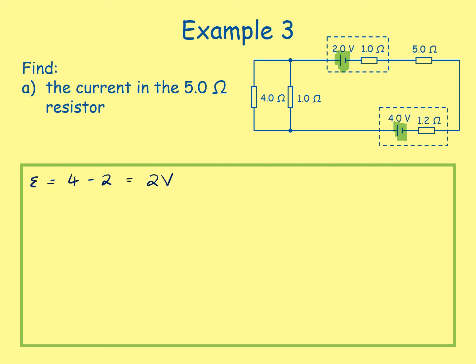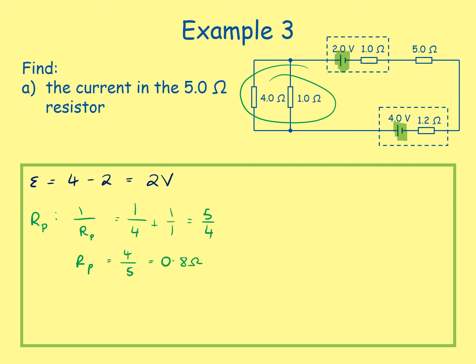So that's 2 volts. If we want to find the current in the 5 ohm resistor, bearing in mind that current is the same at all points in a series circuit, and we have our EMF, we need to find the total resistance of the circuit. To do that, we first need to find our resistance in parallel, just here. So resistance in parallel, 1 over that total resistance is equal to 1 over resistor 1 plus 1 over resistor 2, so 1 over 4 plus 1 over 1, which equals 5 over 4. Therefore, our resistance in parallel equals 4 over 5, which is 0.8 ohms.